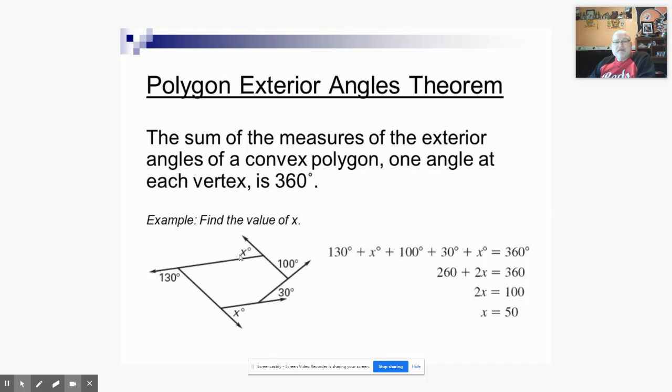So we can do this. Again, notice that we extend at one angle per vertex. So 130 plus x plus 100 plus 30 plus x has to equal 360. And we discover that x equals 50.